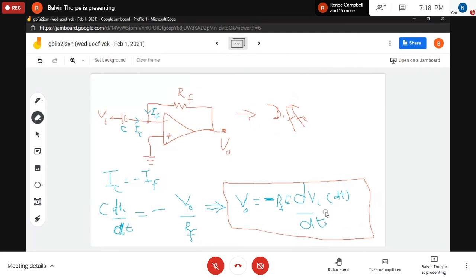So if you're given that the input voltage is a sine wave, it means that you're going to have to say minus RF times C times the differential of your sine function. And when you differentiate sine, what do you get? Cos, sir. Cosine.